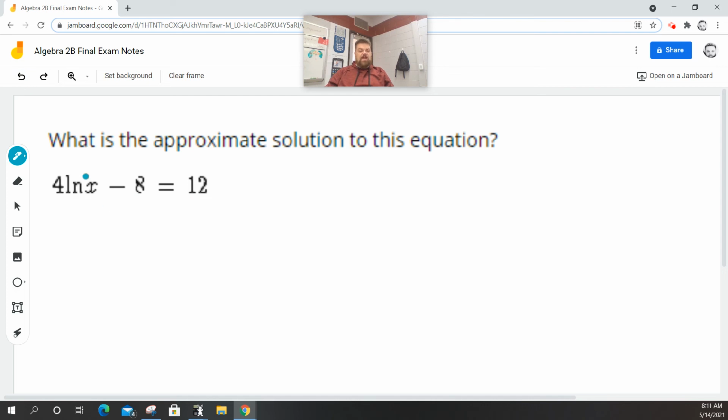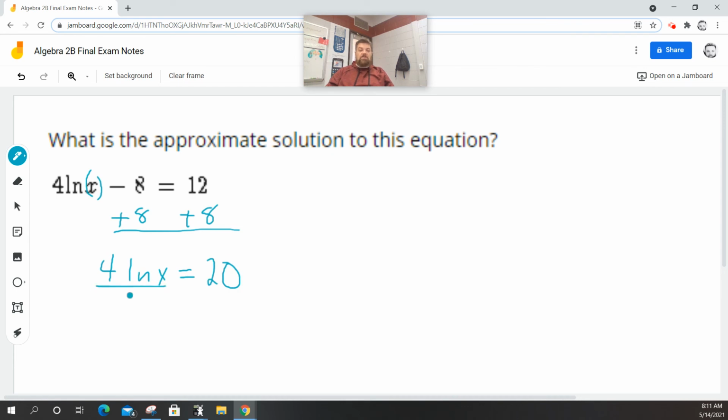I don't see parentheses, so I'm assuming that this is 4 times the natural log of x minus 8. I'm assuming that. So that means I'm just going to add 8 to both sides. I could be wrong. I won't know until I know. So that gives me 4 times the natural log of x is equal to 20.